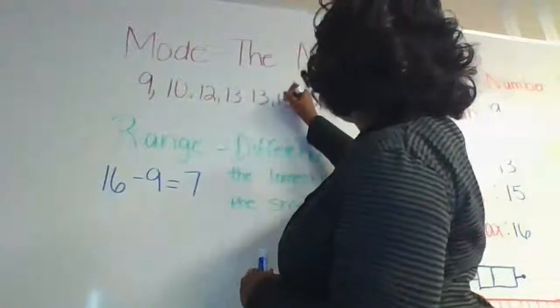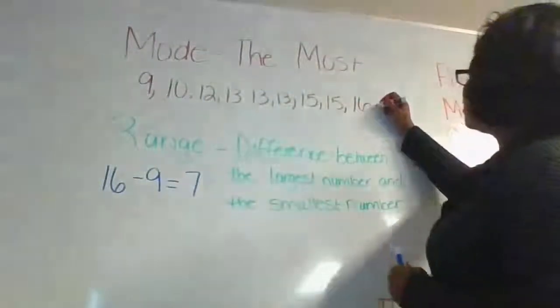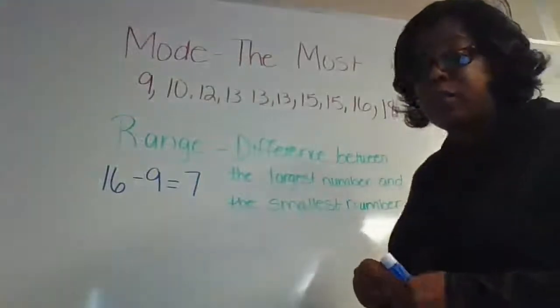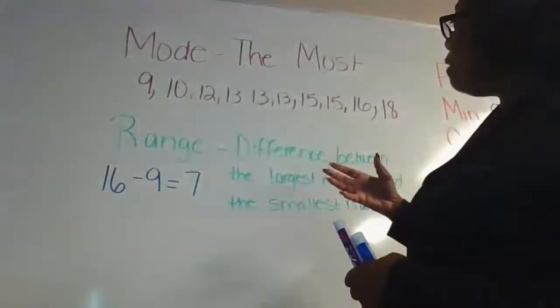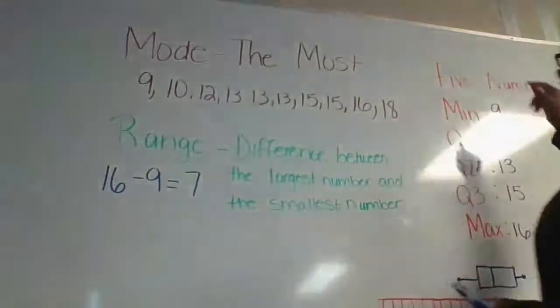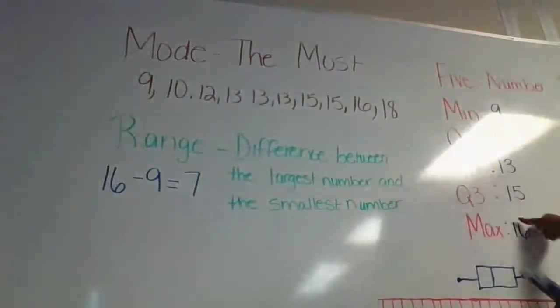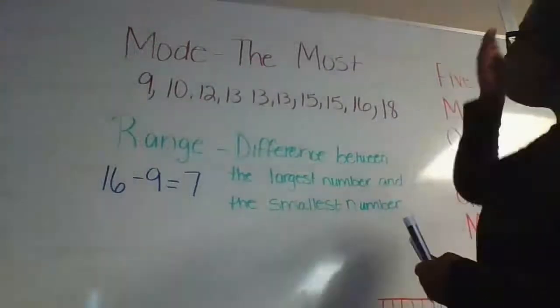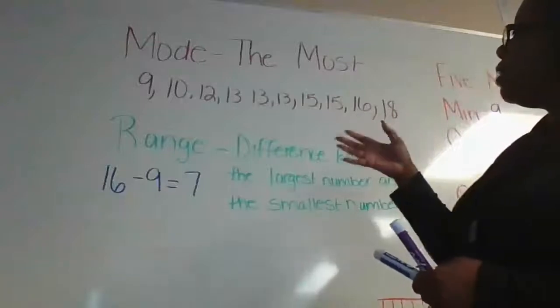In this case, we're going to put this 13 back, and I'm just going to add 18. So now that gives us 10 numbers. The same things we initially find still apply. We will find the minimum. The maximum, in this case, would now change to 18 because that's the highest number. And then we're going to find the median.